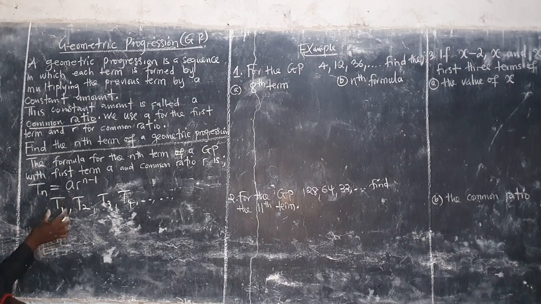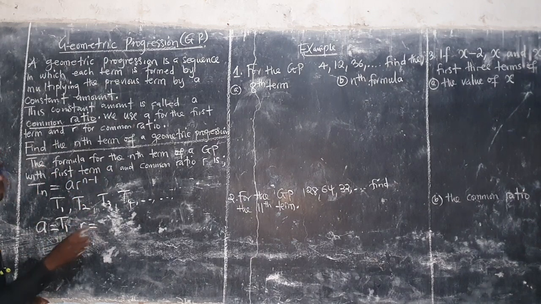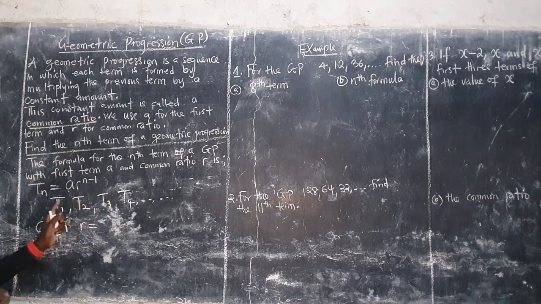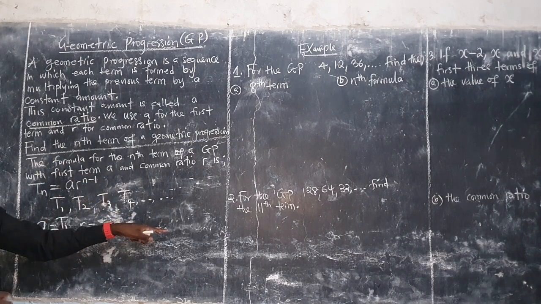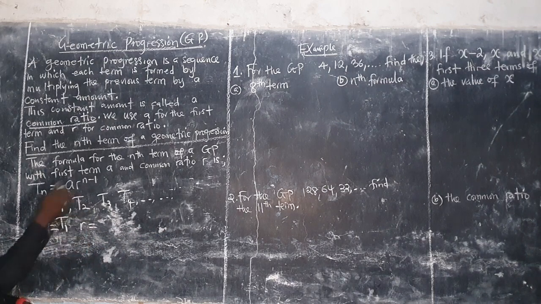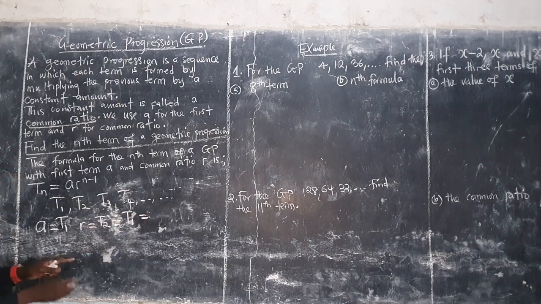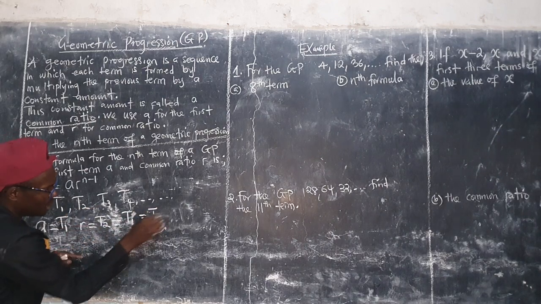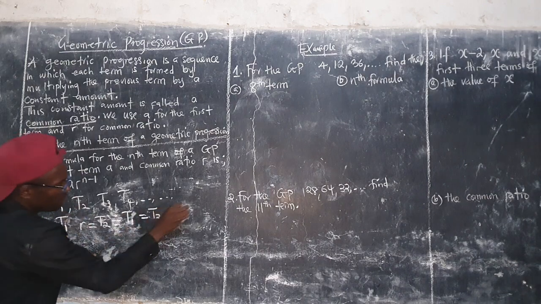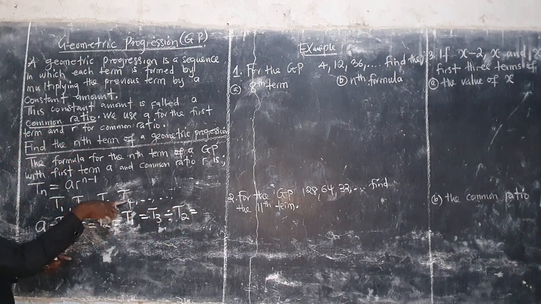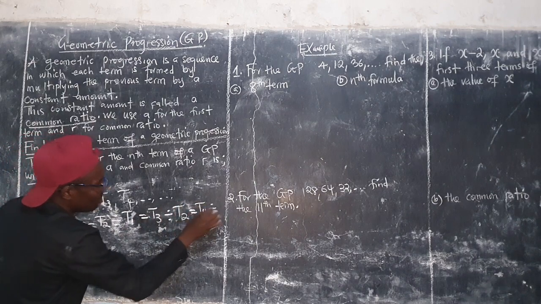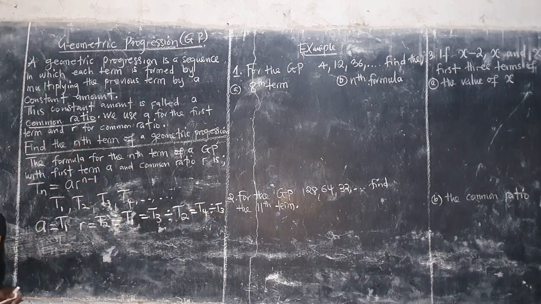Imagine, how do you find R? R is found by dividing. For us to find the next term, we're multiplying. So to find R, we divide the next term by the previous term. So we're dividing T2 by T1. It can be the same answer as dividing T3 by T2. It will be the same answer as dividing T4 by T3. That is how you find R.